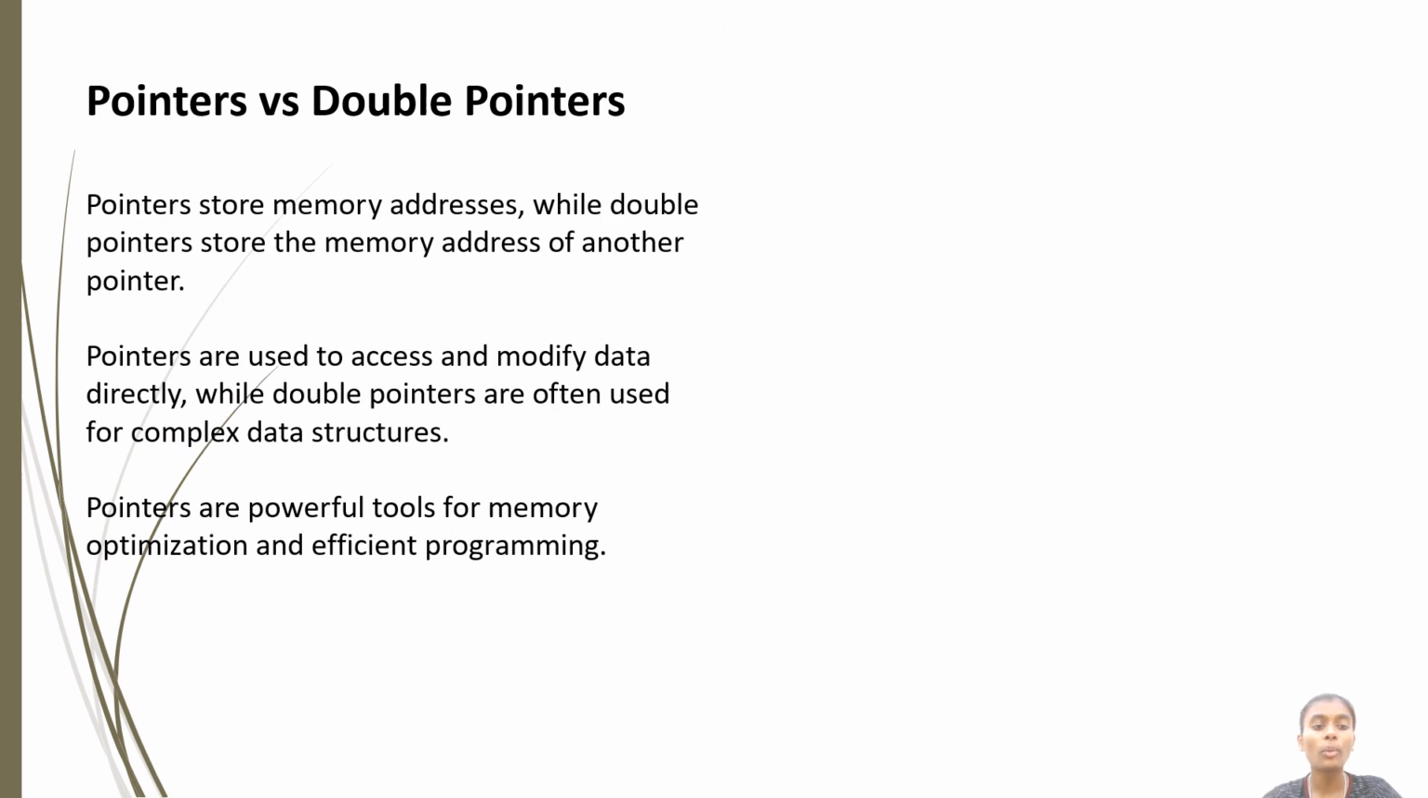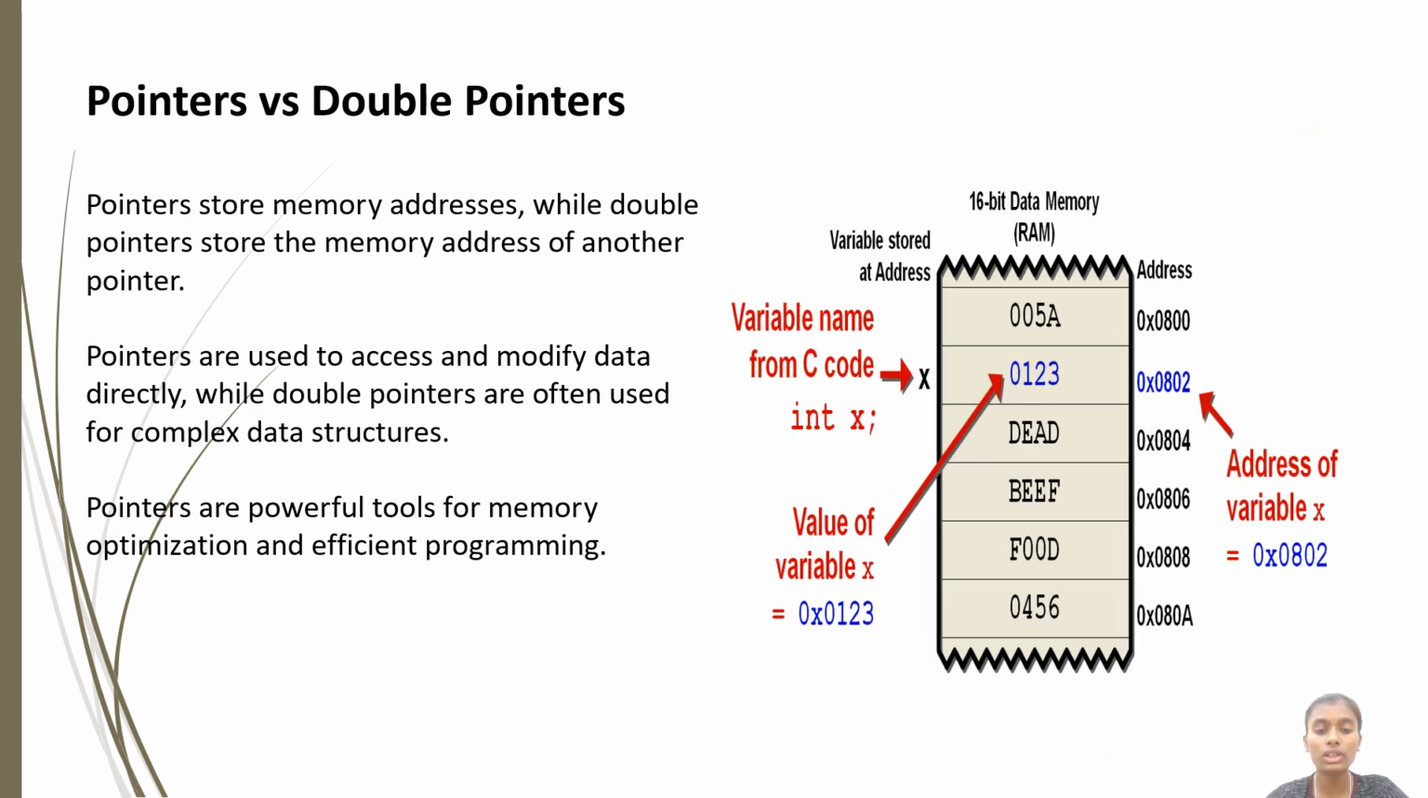Pointer versus double pointer. The first pointer is used to store the address of the variable, and the second pointer is used to store the address of the first pointer. That is why they are also known as double pointers. We can use a pointer to a pointer to change the value of a normal pointer. A pointer stores a memory address while a double pointer stores the memory address of another pointer. Pointers are used to access and modify data directly, while double pointers are often used for complex data structures. Pointers are powerful tools for memory optimization and efficient programming.